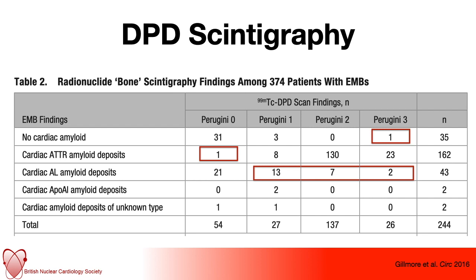And what I also wanted to highlight is that in the cardiac AL population, you can see that just over 50% of patients had some degree of a positive scan, albeit the majority, 60% of those with a positive scan, were a grade 1, so low grade positivity. There are still 9 patients there who have a grade 2 or 3 DPD scan, despite having cardiac AL. So it's not particularly specific to cardiac TTR, and that's a very, very important point.